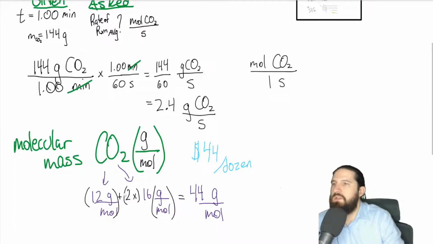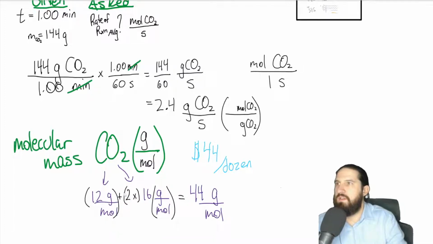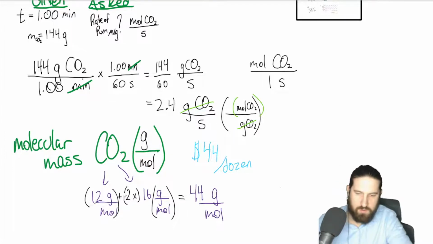And the way we do this is the same way we did the unit cancellation here. What we want is to get rid of the grams of CO2, and turn that into moles of CO2 up top, so that this one cancels, and I'm left with just moles.